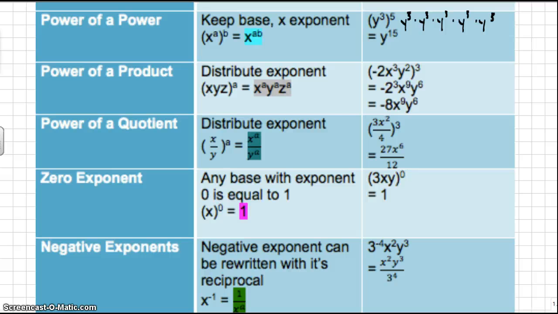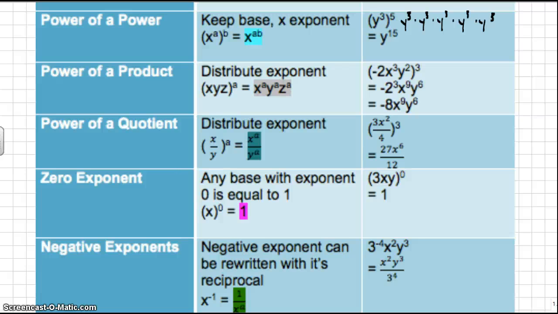Power of a product rule. This is just an extension of the power of a power, and this just says that if you have things multiplied together inside these parentheses and the whole thing is raised to a power, it's kind of like you distribute that power. So I have to make sure the x is raised to that power, the y is raised to that power, and the z are all raised to that power. In this case, the power is a. So the quantity x, y, z raised to the a power becomes x to the a, y to the a, z to the a.